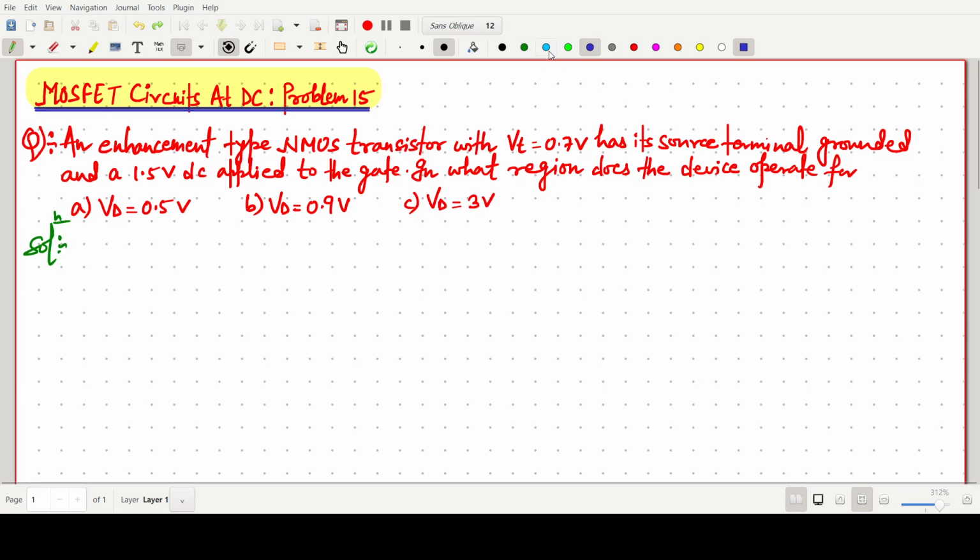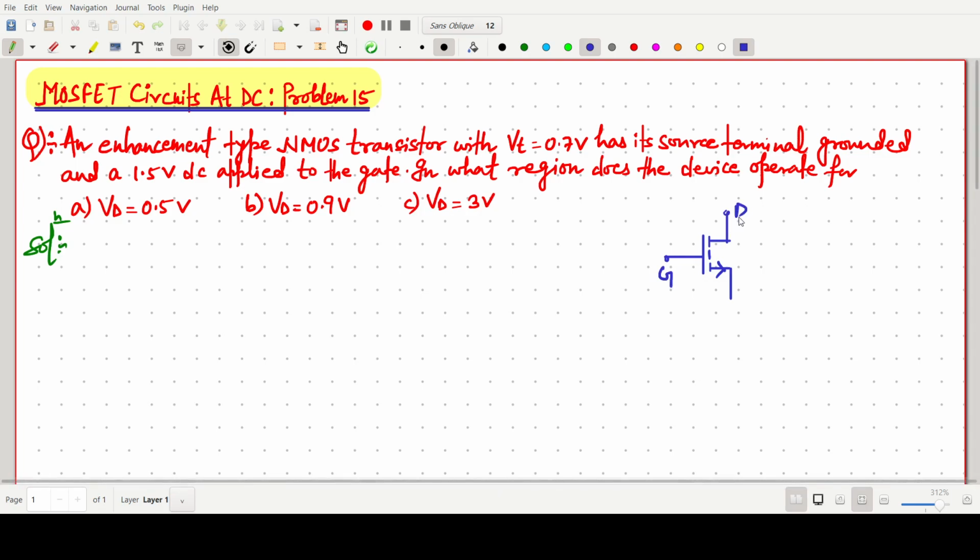So the question is, there is an NMOS, an enhancement type NMOS transistor. I'm just making the enhancement type NMOS transistor. It will be better to make a broken line. This one is the source terminal, this one is our gate, drain terminal and source terminal.